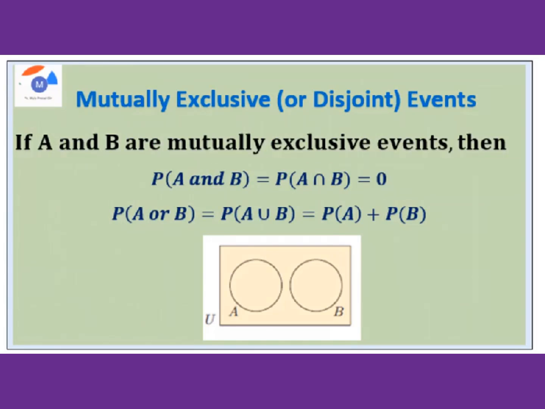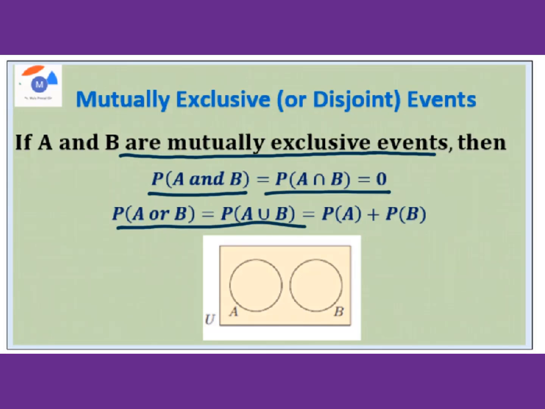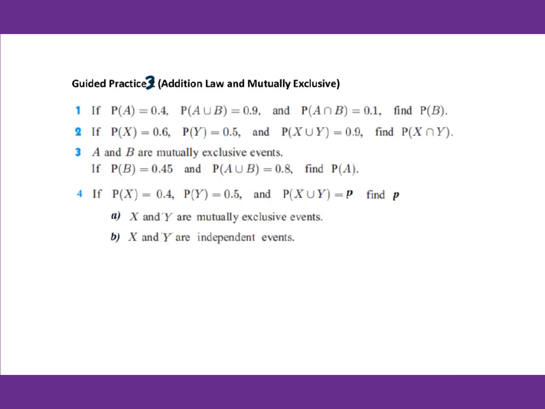Then let's talk about mutually exclusive, or disjoint, events. If A and B are mutually exclusive events, then the probability of A and B equals 0. According to the addition law of probability, you will get this, because the probability of A and B equals 0. Guided practice 3, addition law and mutually exclusive.